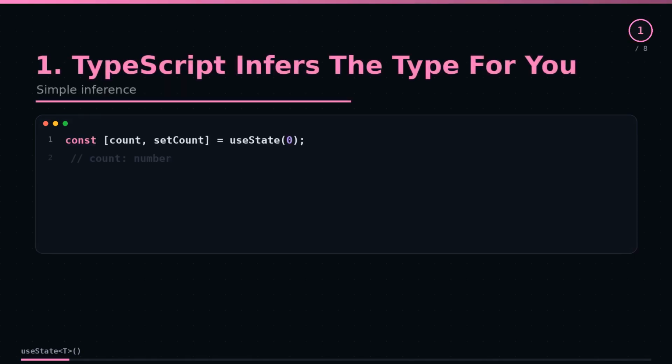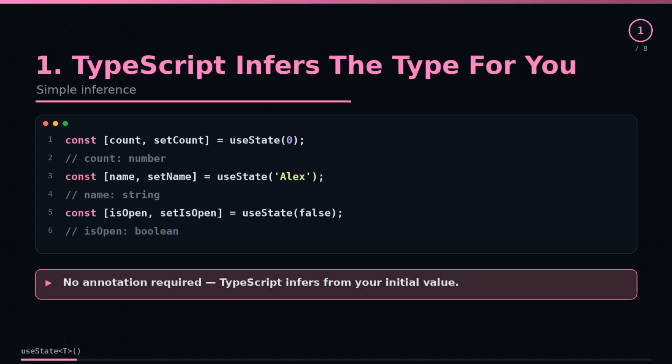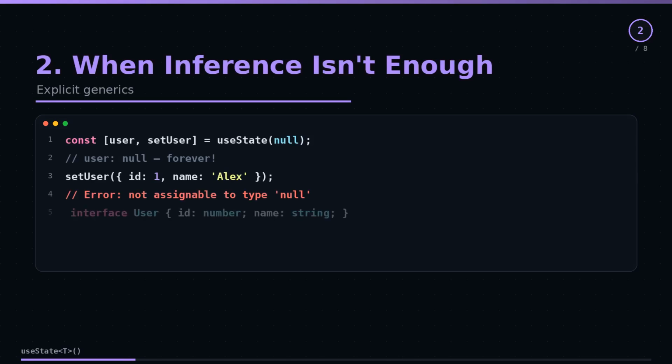1. TypeScript usually infers the type for you. Let's start with the good news. Most of the time, you don't need to type useState at all. TypeScript looks at your initial value and infers the type automatically. const [count, setCount] = useState(0), count is a number. const [name, setName] = useState('Alex'), name is a string. const [isOpen, setIsOpen] = useState(false). Try calling setCount with a string, and TypeScript will immediately complain. That's inference doing its job. No annotation required.